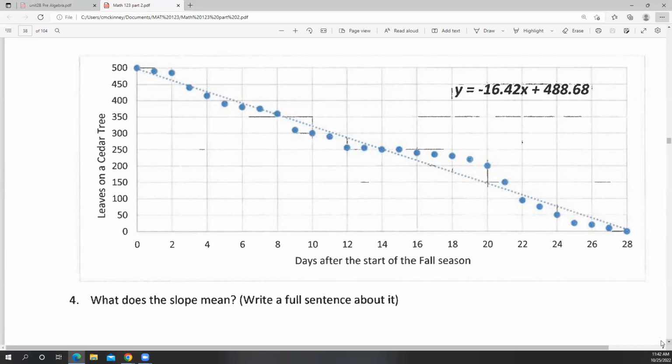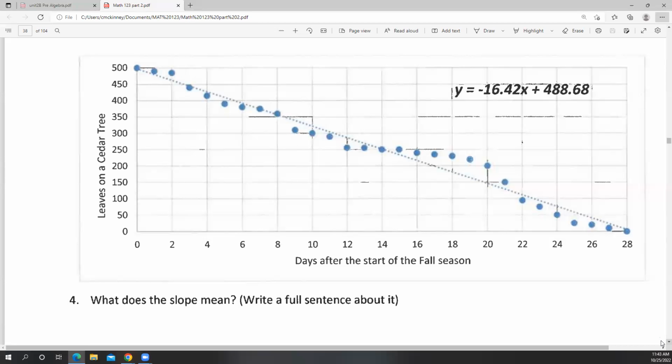I don't feel like this tree has that many leaves compared to a lot of trees, but the slope here, I could say the cedar tree loses 16.42 leaves per day, or about 16 leaves per day. In the fall, right, because this is days after the start of the fall season. Look at this slope. The 16.42, that's how many leaves.